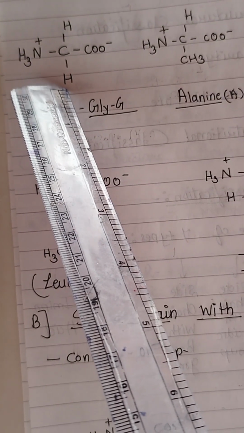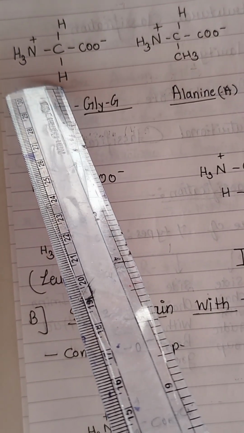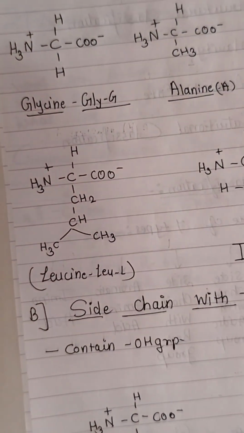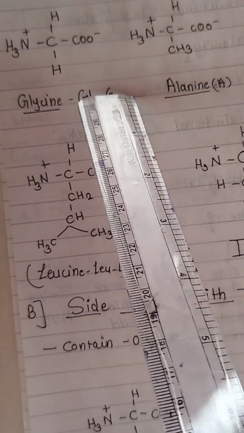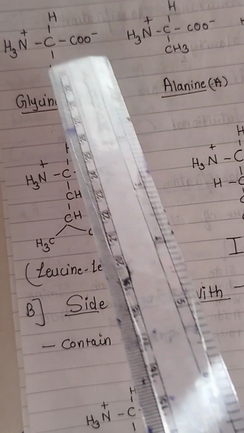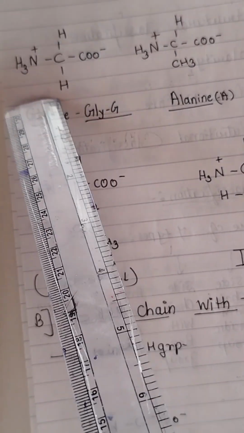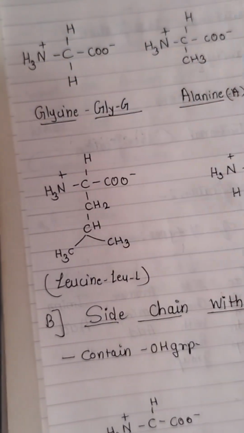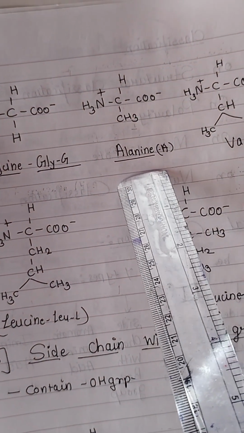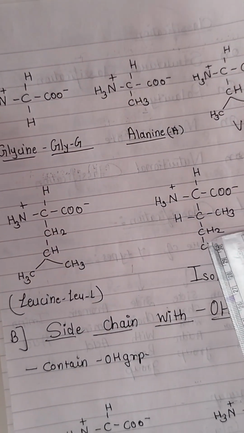It is the only amino acid which is optically inactive and has no chiral center. All the others are optically active amino acids, but only glycine is optically inactive, because it has no chiral center. It has 2 hydrogens attached to the alpha carbon, and so among all 20 amino acids, this is the only optically inactive one. This is the structure of alanine, valine, leucine, and isoleucine.